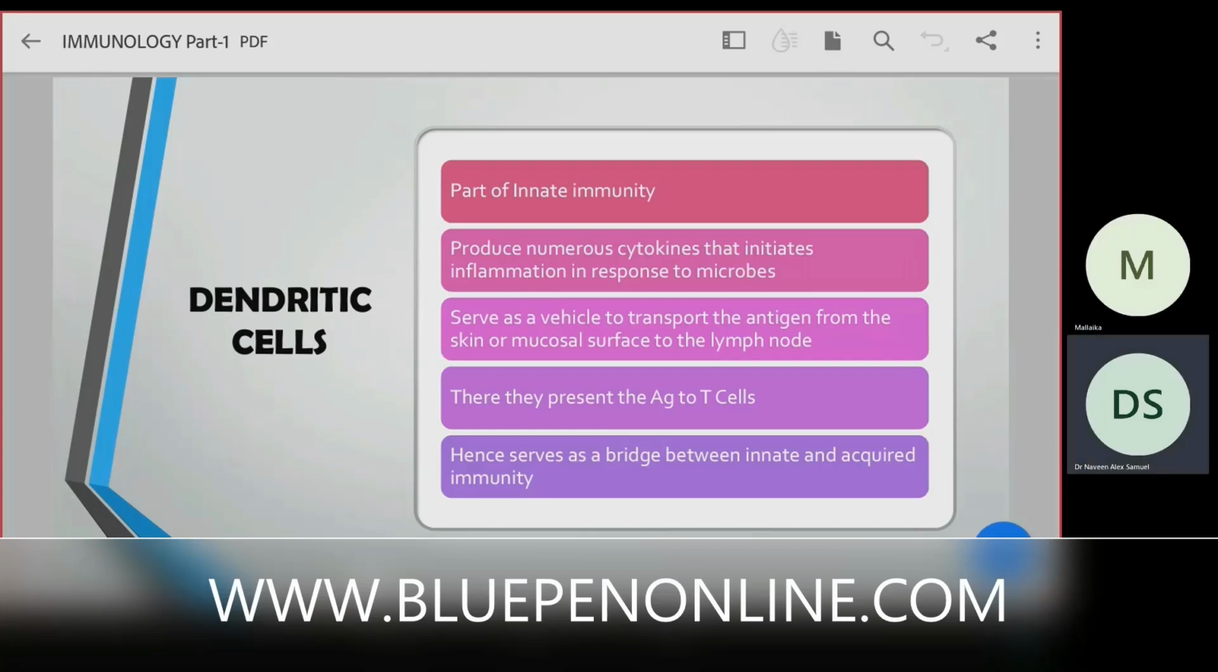The mucosal surface is also part of the innate immunity. So these dendritic cells act as a transporter or connector between the innate immunity, which is the skin and the mucosal surface, and the T cells, which are the acquired immunity. Dendritic cells take the antigen from the innate immunity and present it to the acquired immunity. Therefore, they act as a bridge. Got it?